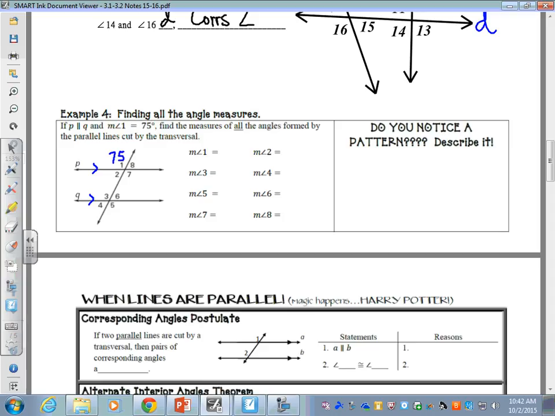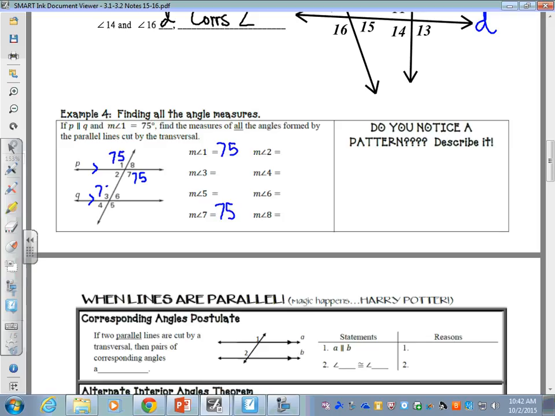And that's why we don't assume measurement, okay? All right, so if angle 1 is 75, they want us to find all the measures formed by the parallel lines cut by the transversal. So automatically we should be able to get who? 7. Yeah, 7 because it's vertical, that's congruent. And 1. And 1, yeah, so we got 5.